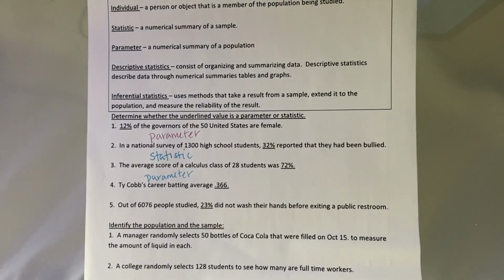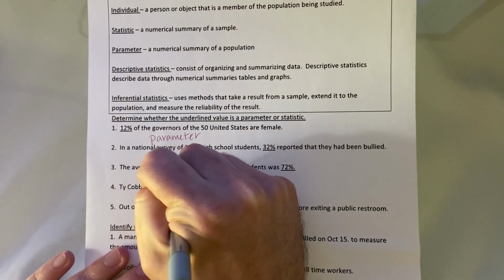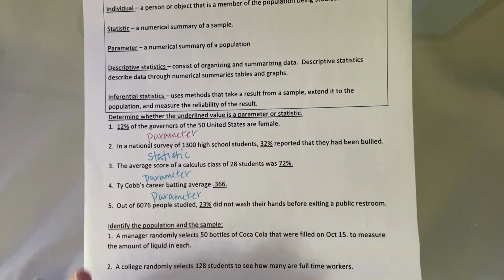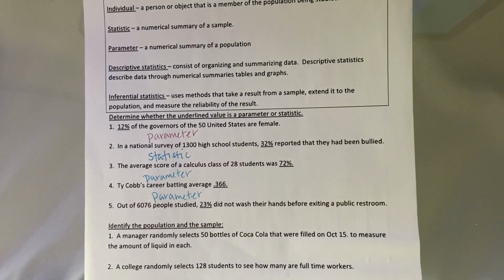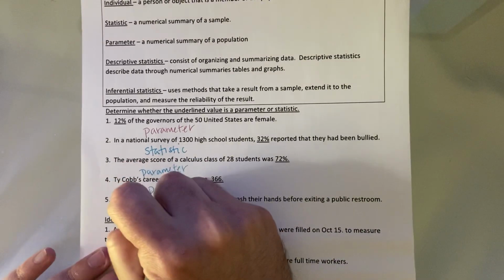Ty Cobb's career batting average is .366. It's about all of his bats over his career. That's a parameter. Out of 6,076 people studied, 23% did not wash their hands before exiting a public restroom. Besides gross, that is a statistic.